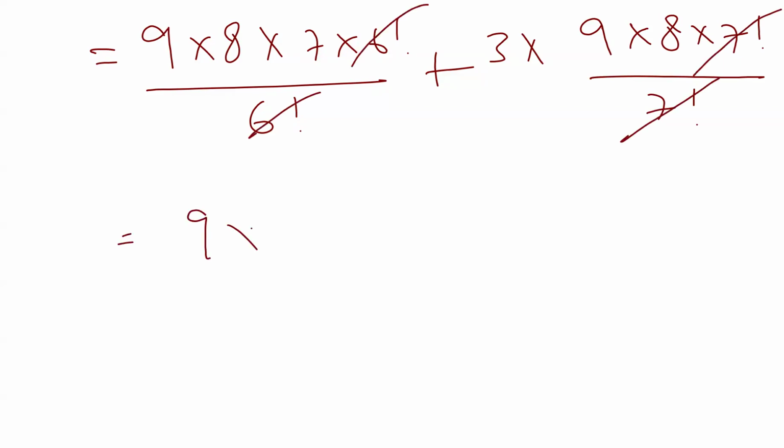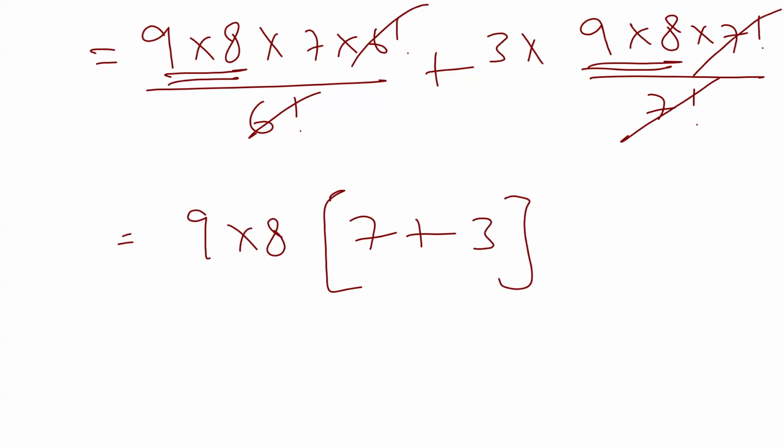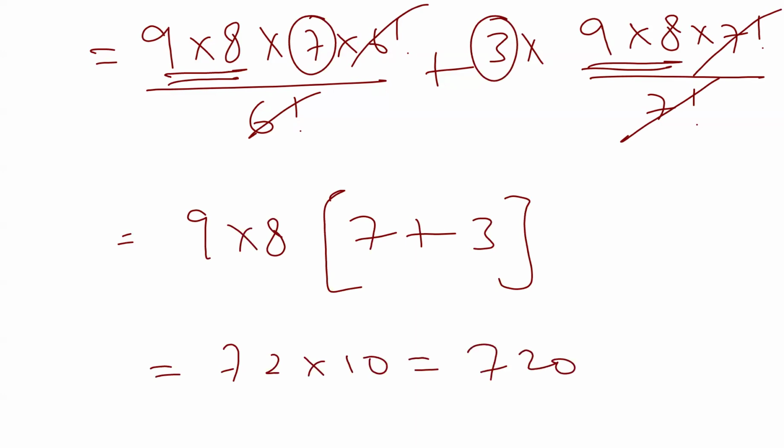So 9 into 8 is common. Within the bracket, we'll just write 7 plus 3. So this is 72 into 10, which is equal to 720. Hence LHS equals RHS.